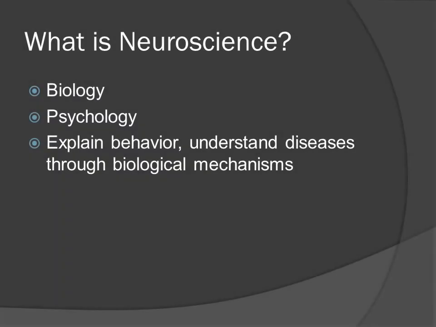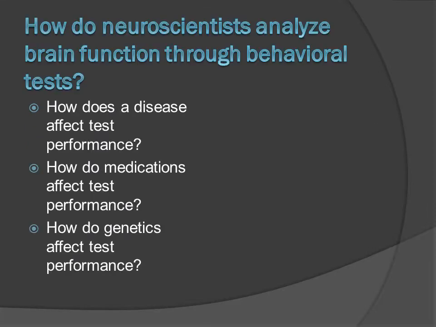What is neuroscience? Neuroscience combines biology and psychology with the aim of explaining behavior and understanding diseases through biological mechanisms. Neuroscientists want to answer questions such as, how does a disease affect test performance? How do medications affect test performance? And how do genetics affect test performance?